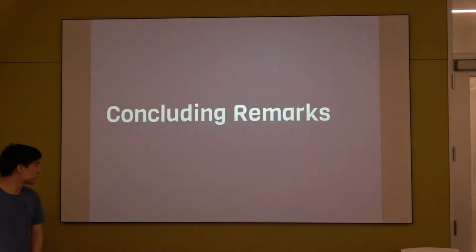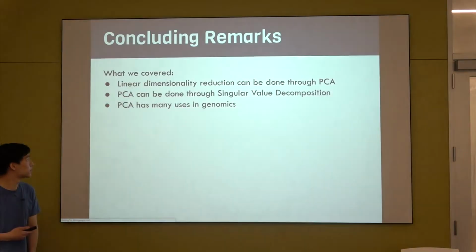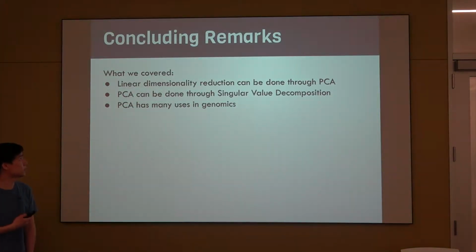Okay, so some concluding remarks that I have about PCA. The things that we covered here are that we have this dimensionality reduction technique that uses lines, so it's a linear dimensionality reduction. It can be done through a technique called PCA, which we've covered here. And PCA can typically be done through a mathematical operation called the singular value decomposition, or SVD. And we've also looked at some uses of PCA in genomics.